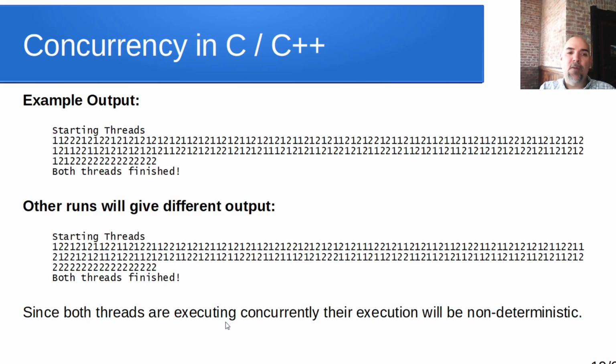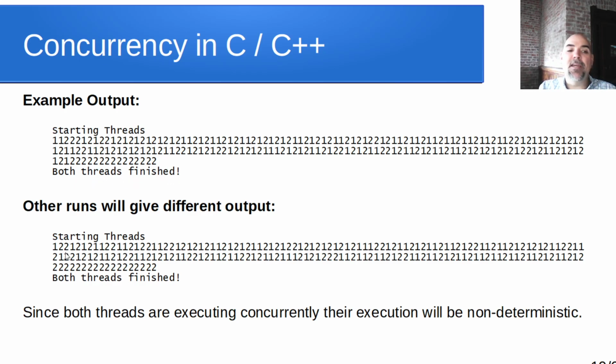So let's look at what our output would look like. If we run that, it starts the threads. Notice this mixture of 1s and 2s happening here as it runs those two threads. And then both of them eventually finish, causing the joins to continue. And here, both threads finished.